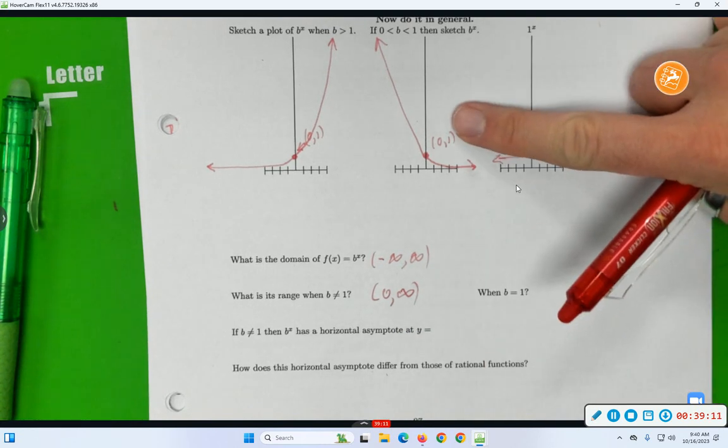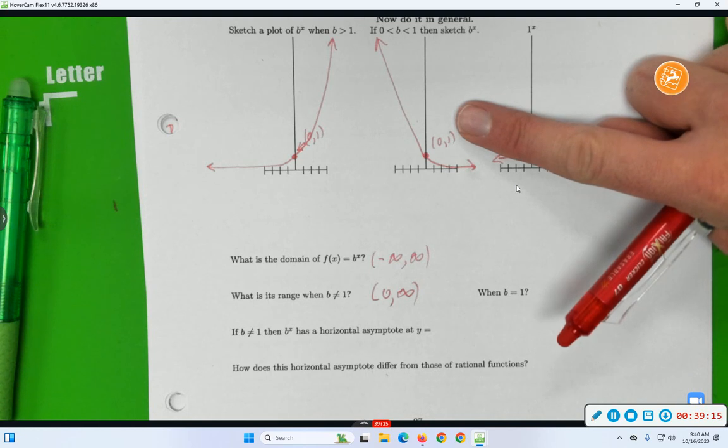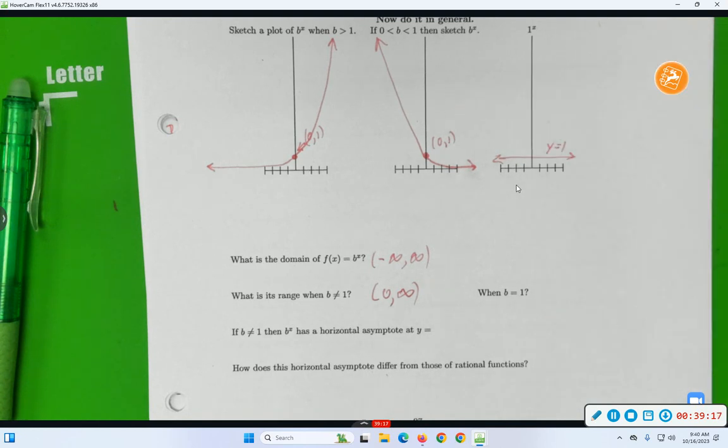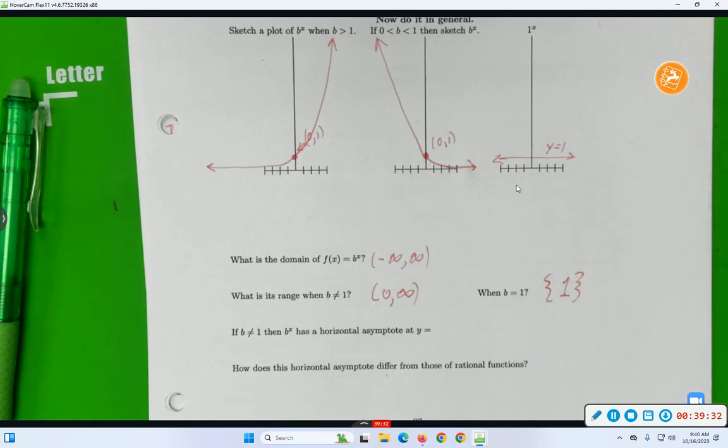Is it the same for the next one? Does that have the same range? Yeah. And that makes sense. When you reflect over the y-axis, you don't change any y values, you change the x values. What's the range of 1 to the x? Just 1? And whenever you see a set that's just a single number, it's the set containing only that number, which is indicated with set braces.